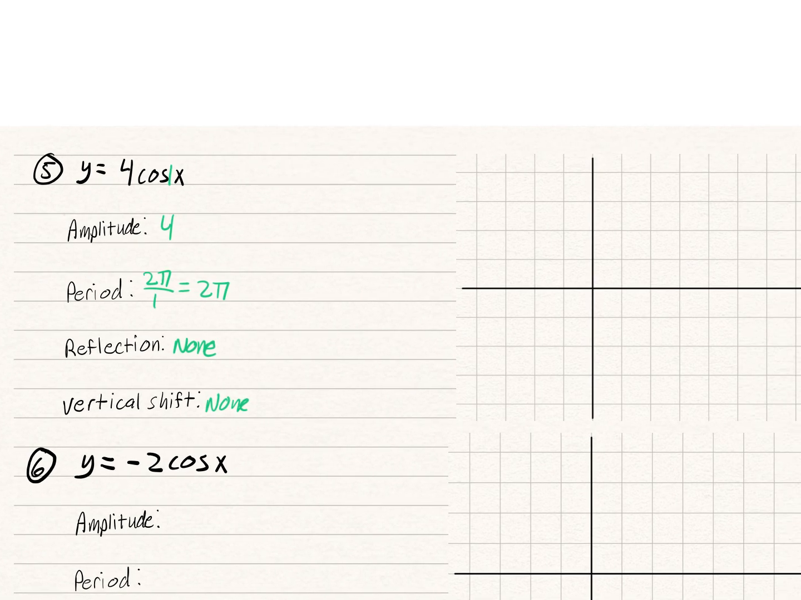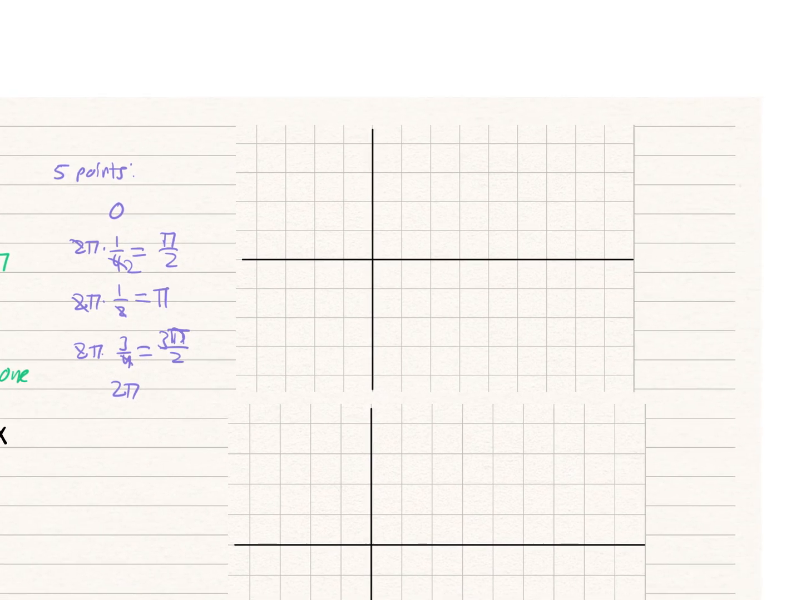All right. Now your points, your 5 points. First one is always 0. Then it's 1/4, 1/2, and 3/4, and then 2 pi is the last one. All right, so then you just multiply these by your period. And then simplify. 2 and 4 can simplify. So we get pi over 2. 2's cancel out, we get pi. 2 and 4 simplify, we get 3 pi over 2. All right, some of these values you're going to see over and over again. All right, so they get easier to find.